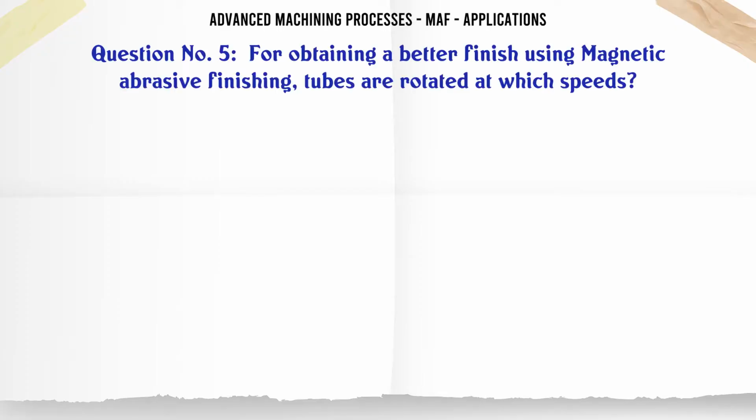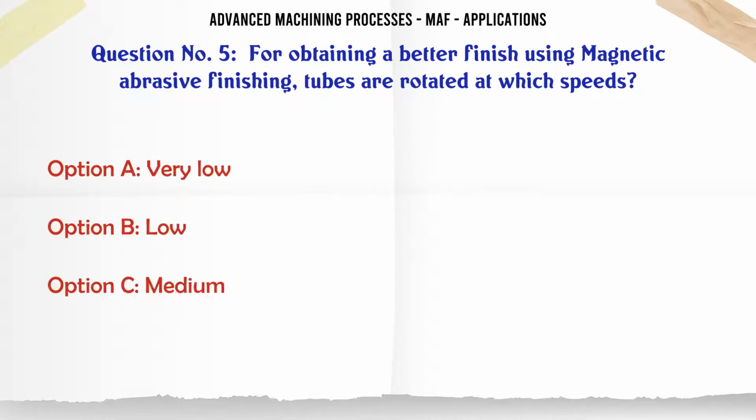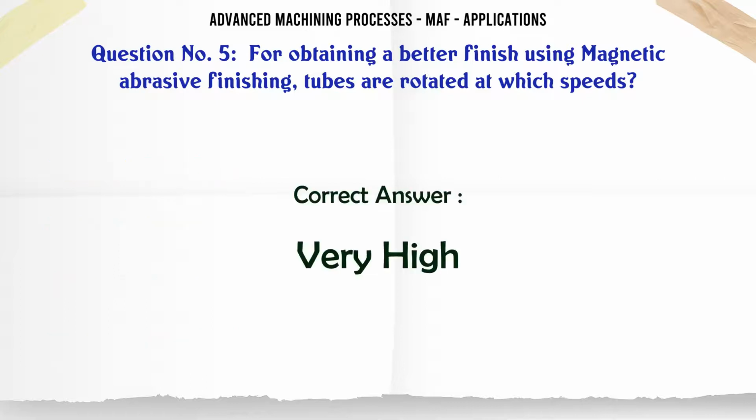For obtaining a better finish using magnetic abrasive finishing, tubes are rotated at which speeds? A. Very low. B. Low. C. Medium. D. Very high. The correct answer is very high.